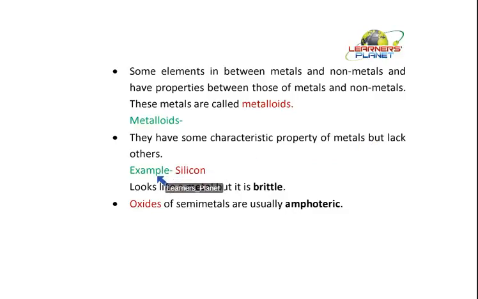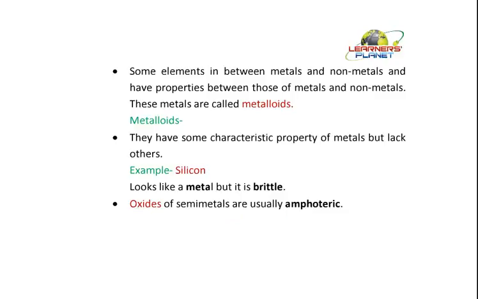For example, silicon. It looks like a metal, but it is brittle. Are metals brittle? No. But silicon is brittle. Metals are very, very good conductors of electricity, but non-metals do not conduct electricity. Your silicon is used as a semiconductor. So under certain conditions, it conducts electricity. So it is a semiconductor.